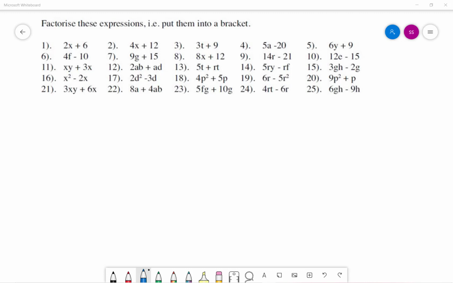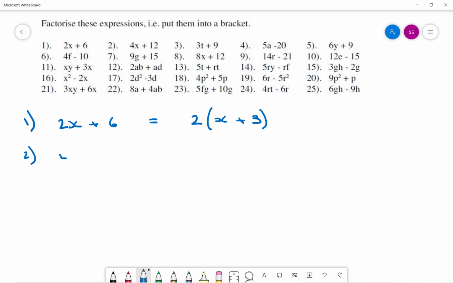So here are the solutions to exercise 5.2. In this exercise, we need to factorise them. That is, we have to insert the brackets. So for question 1 here, we've got 2x plus 6. The common factor in the 2 and the 6 is going to be a 2. I take the 2 outside the brackets. That will leave me with x plus 3 remaining on the inside of the bracket.